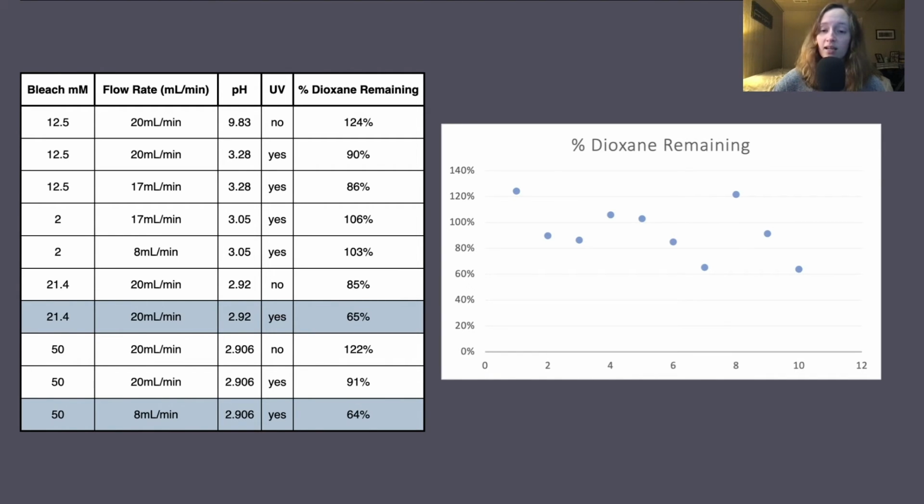And if you look at the right, really nothing was destroyed of the dioxane until you get to the two highlighted runs, which are about 40% destruction, which is about 60% remaining. And so I didn't count this as a win because I was still around that 50. But I did say, I have pretty high concentration of bleach, low pH, so what if I run it through the UV light more than once to get more of that treatment?